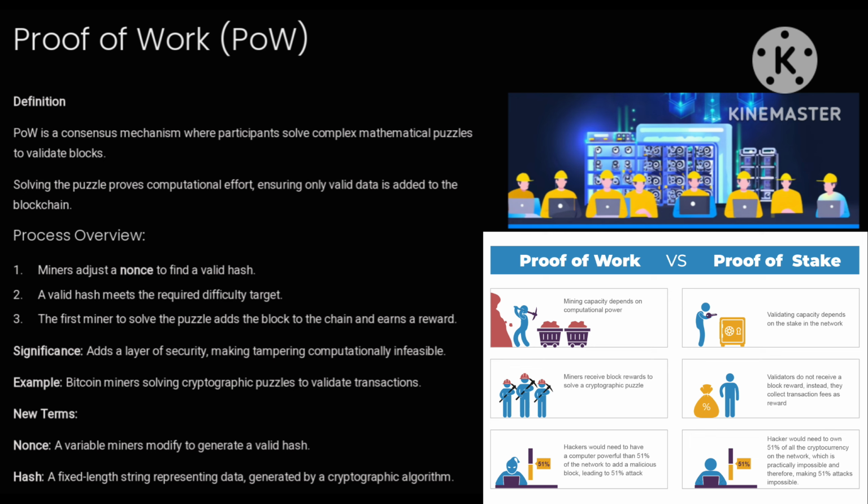Significance: PoW adds security by making tampering computationally infeasible. Without it, attackers could alter past blocks and disrupt the blockchain's integrity. Examples of terms: nonce. Think of it as a trial and error variable miners tweak to find the correct hash. Hash. A digital fingerprint of data, ensuring its integrity.